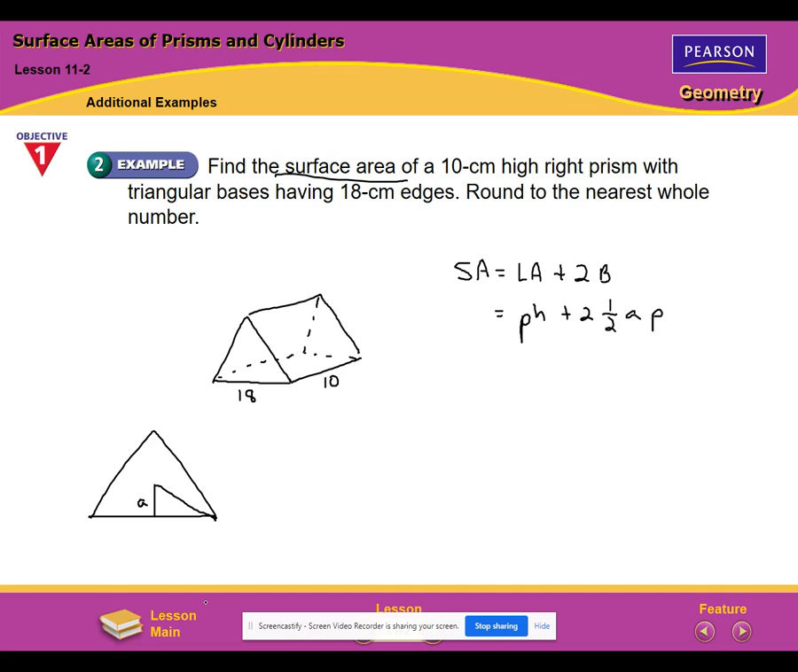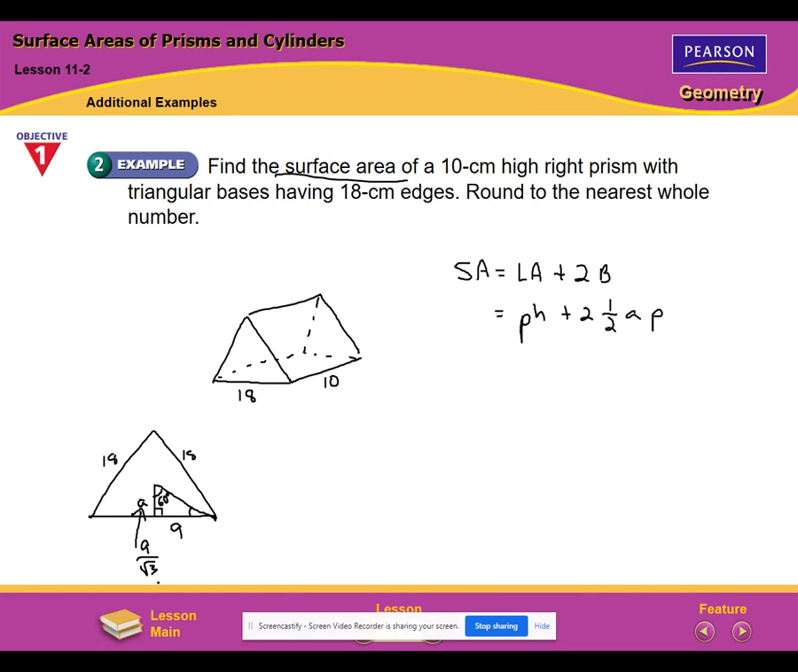This would be the apothem. If each of the sides is 18, that means that this is 9. And because this is an equilateral triangle, this angle here would be 30 degrees. This angle here would be 60 degrees. And we could use special right triangles to find out what A is. All right. And that A value is going to be 9 divided by the square root of 3.